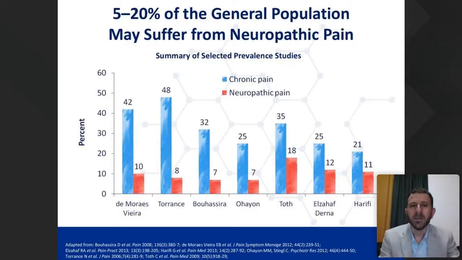Now, how common is it? It's actually pretty common. When you look at different studies looking at neuropathic pain, it can range anywhere from 5 to 20% of the general population. As you can see here, there were over 7 studies that looked at pain in general, and the range was anywhere from 5 to 20% of people complaining of neuropathic pain.